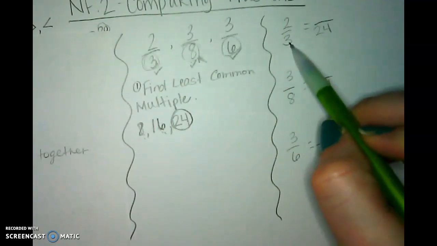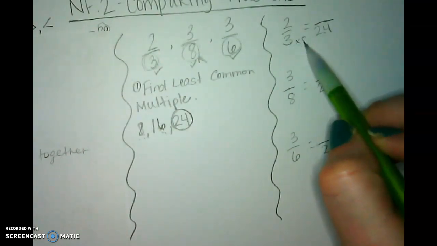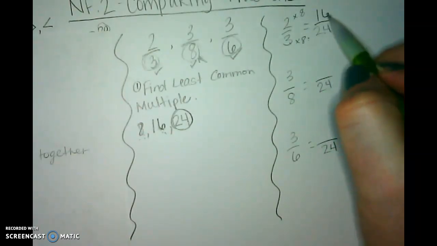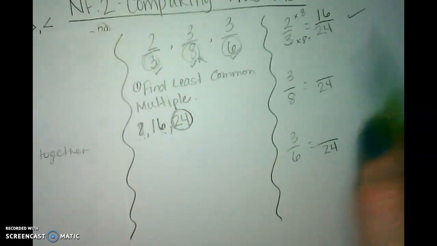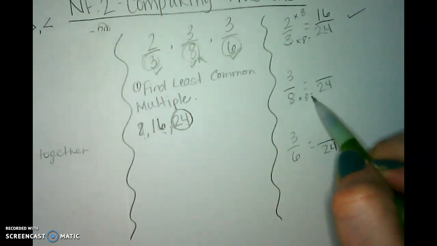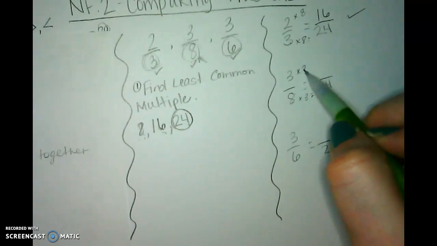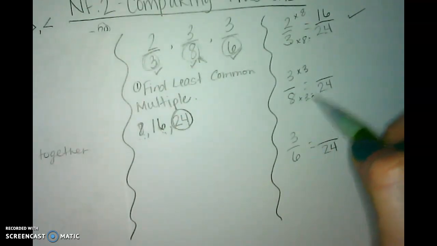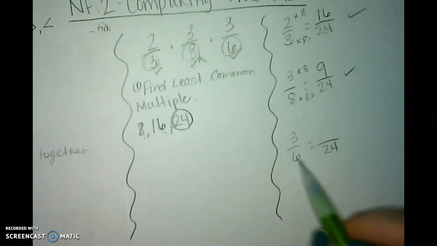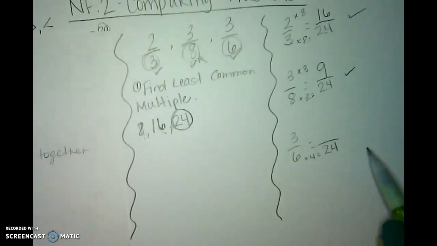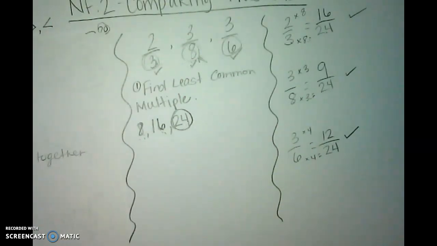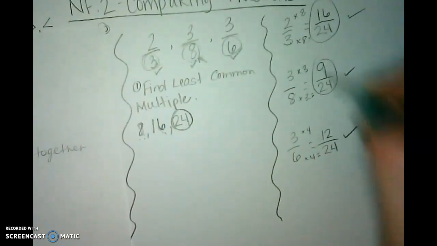All right, so to get from 3 to 24, I know 3 times 8. So I need to do the same thing to the top. 2 times 8, which is 16. That one's finished. This one, if 3 times 8 is 24, this has to be 8 times 3, right? So I do 3 times 3, because I always do the same on the bottom and on the top. 3 times 3 is 9. That one's finished. And then here I know 6 times 4 equals 24. So 3 times 4 equals 12. All right, now these are my finished products.